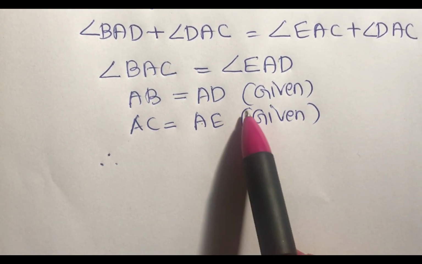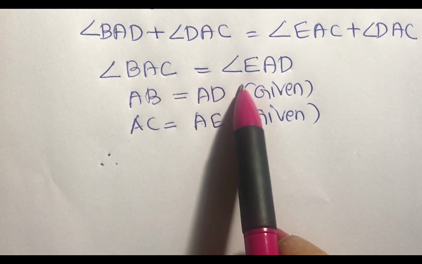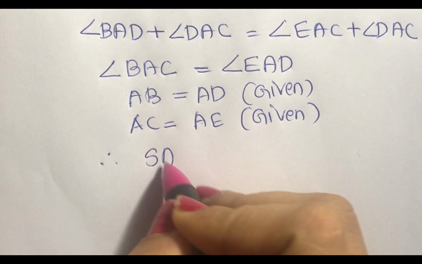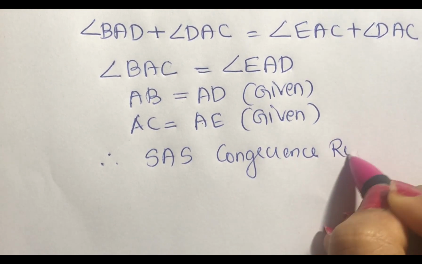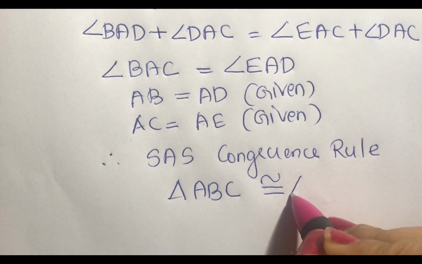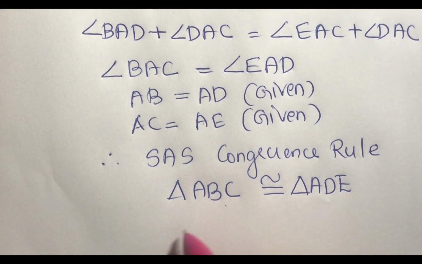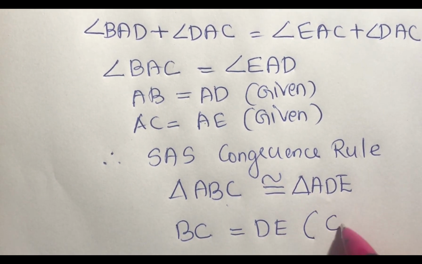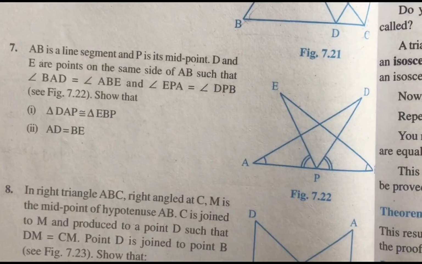Here AB is equal to AD, that is given, and AC is equal to AE, given. Also angle BAC is equal to angle EAD. So therefore by SAS congruence rule, triangle ABC is congruent to triangle ADE. So in this triangle, BC will be equal to DE. Why? CPCT.